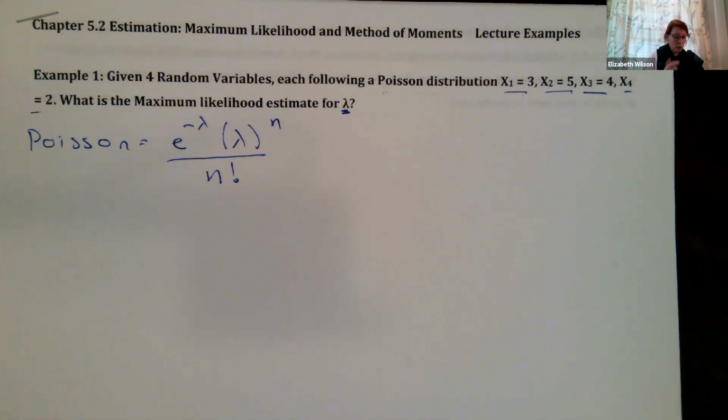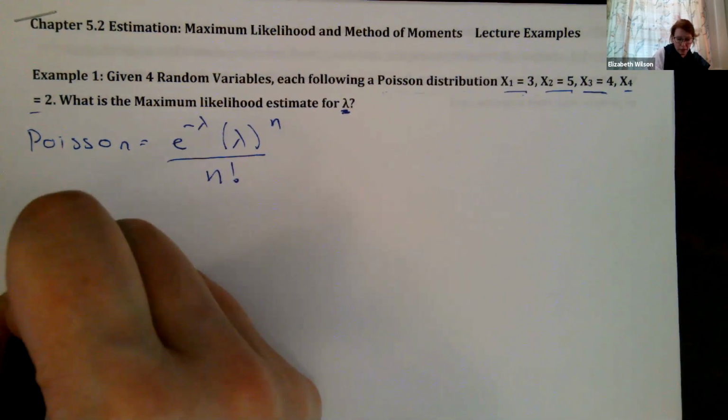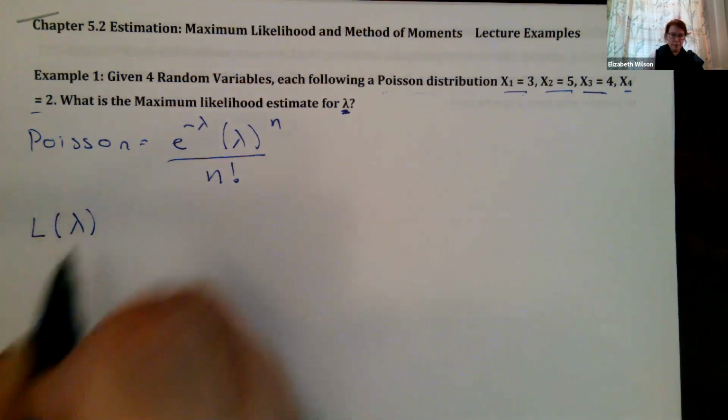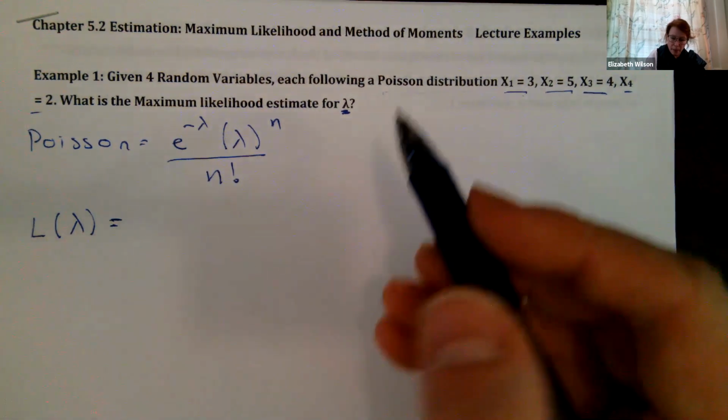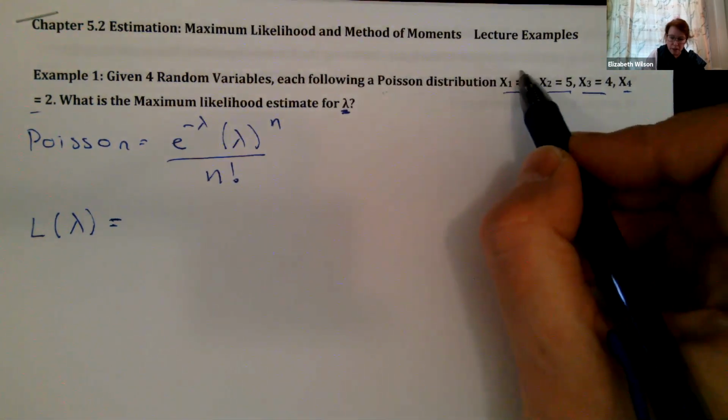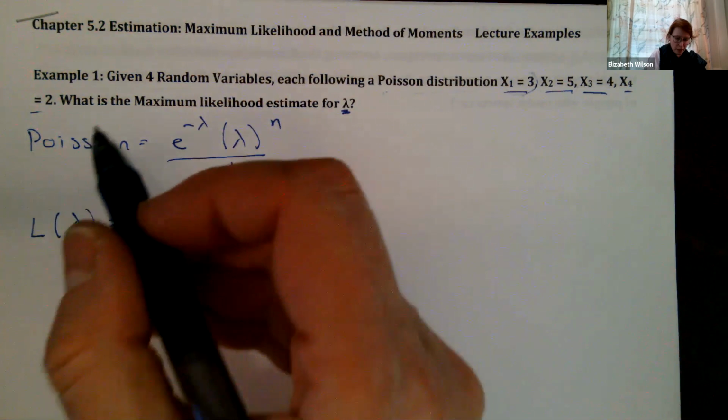Okay, so I'm going to start writing L of lambda, my likelihood function of lambda, to remind me of what I'm trying to do. Each of these values is going to give me a particular value here. So let's start plugging in.